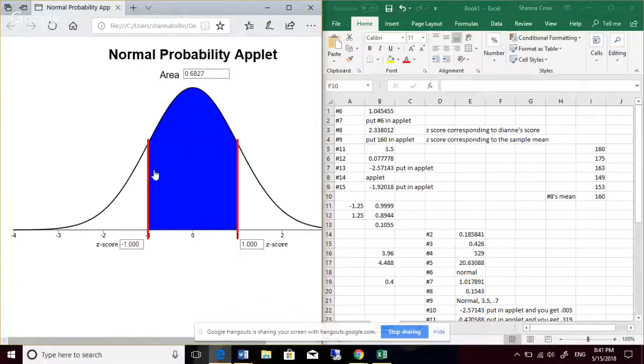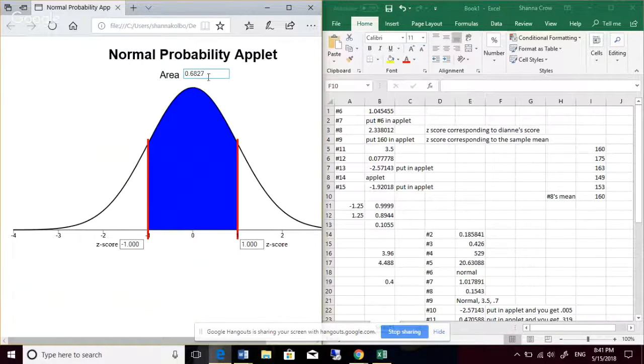So it's the 68-95-99.7 rule thing? Yep, that's exactly what it is. And so it's asking the probability in between here, the blue area, which is that 68. Oh. Why didn't they just ask that question? Right? Okay.